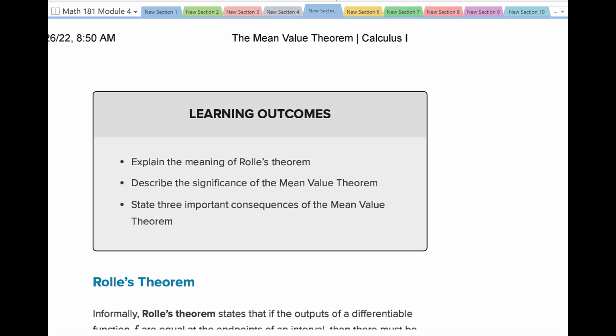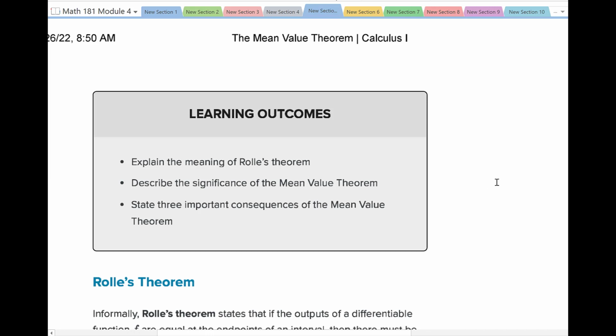This is a fun section. It's the mean value theorem, and we've seen the mean value theorem in different versions in our pre-calculus days, but here we're going to see how it could be used in calculus. So our outcomes are to explain the meaning of Rolle's theorem, describe the significance of the mean value theorem, and state three important consequences of the mean value theorem.